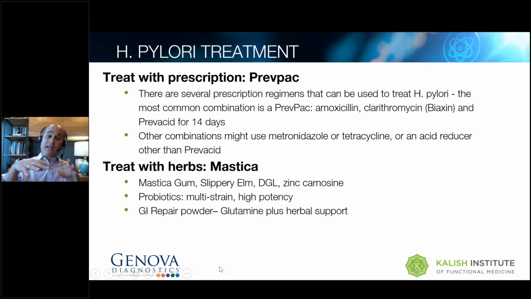Sometimes, depending on how complex the other components of your program may be, you may want to do just the killing part, then just the probiotic part after that, and then just the GI repair part after that. So sometimes they're stacked: 2 months of mastica plus the slippery elm and DGL, 2 months of probiotics, 2 months of GI repair, one after the other. In other cases, you can have the luxury of running maybe 2 or 3 of these programs simultaneously. It varies depending on how you want to approach it. Okay, you have a lot of different options there.